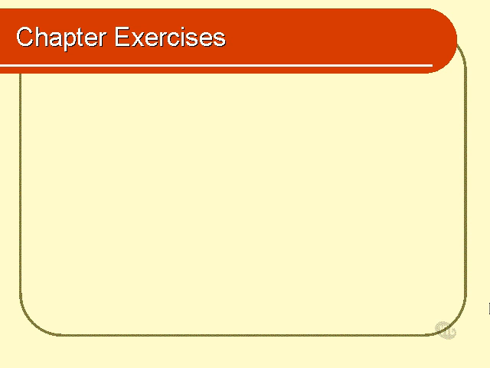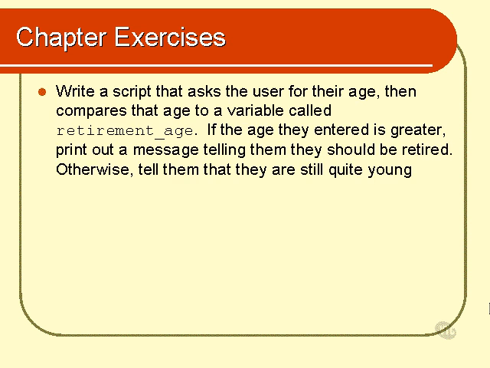Here are the exercises for Chapter 5. Firstly, we'll write a simple script that asks the user for their age, and then we'll compare that age to a variable called retirement age, which should already be set somewhere in the shell script. Now, if the age that they entered is greater, then print out a message simply telling them that they should be retired or something. Otherwise, tell them that they are still quite young.